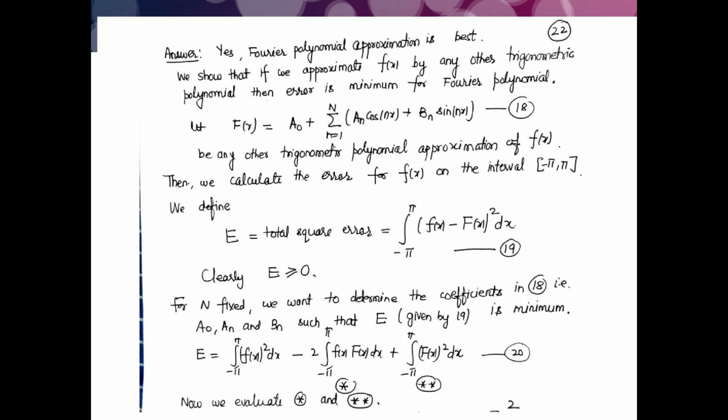So now we simplify 19. For given capital N, which is fixed, we want to find out the coefficients in this trigonometric polynomial approximation given by a naught, capital An, capital Bn, such that the error e given by 19 is minimum. So we simplify the right hand side of 19. We can simplify the square and we have relation number 20. In this one, we simplify further the star and double star expressions.